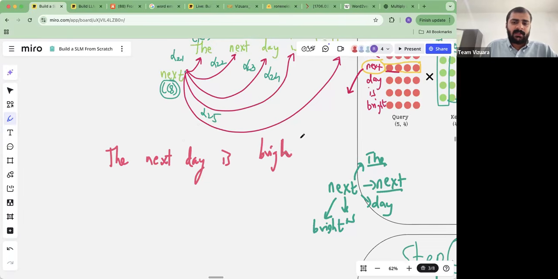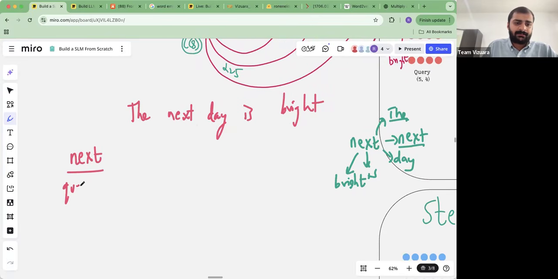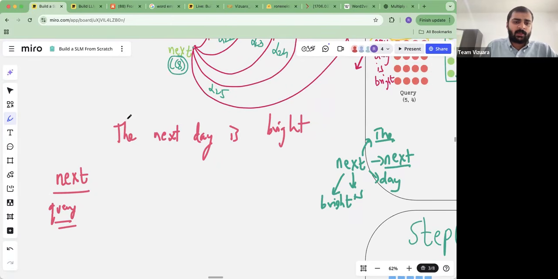These are all the tokens. So what I want to now see is that if I focus on one word, which is next, let's call it the query. And if I focus on all the other words, let us call these the keys. So I have a query and I have these keys.